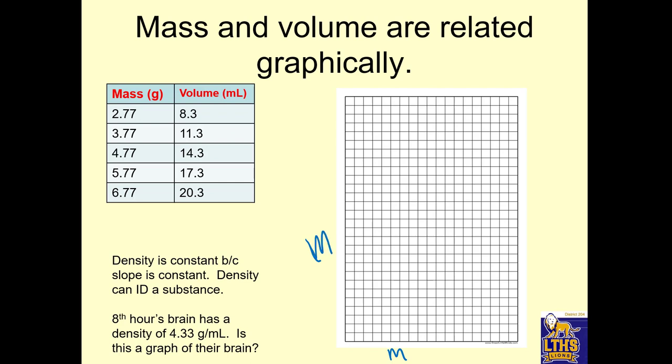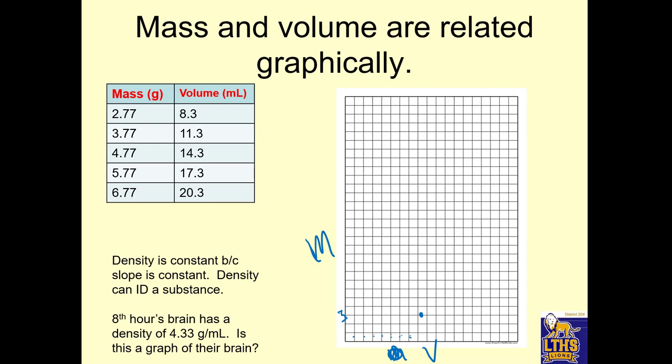Let's call this mass, and we'll call this volume. So if my mass is 2.77 and the volume is 8.3, I'll just call this 3. Count: 1, 2, 3, 4, 5, 6, 7, 8. That's 8.3 and 3.